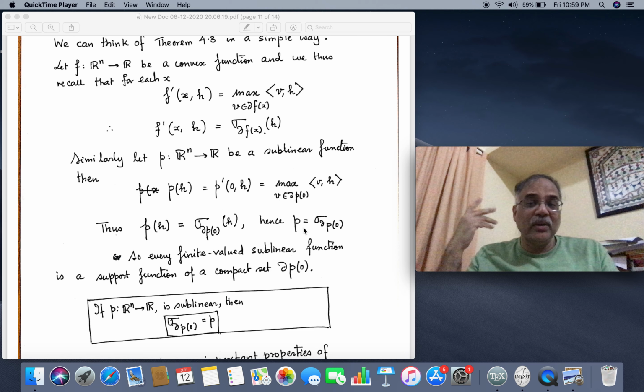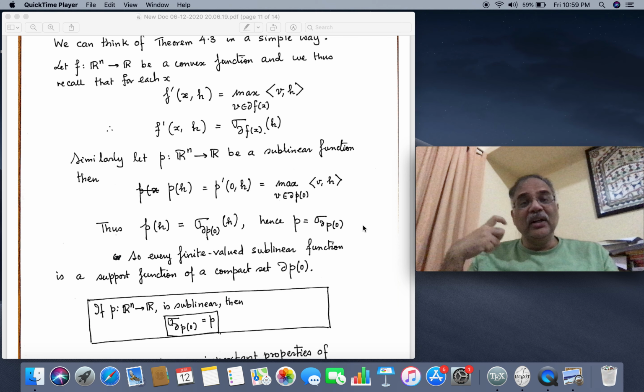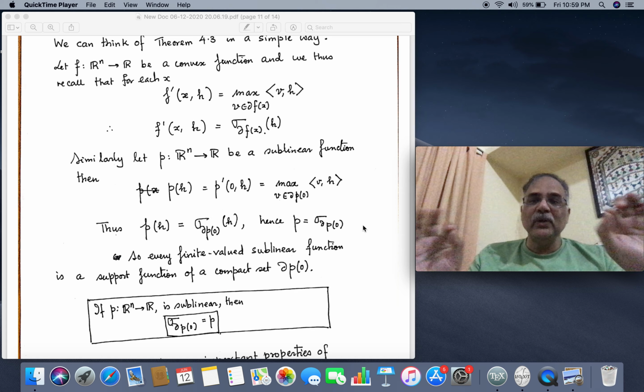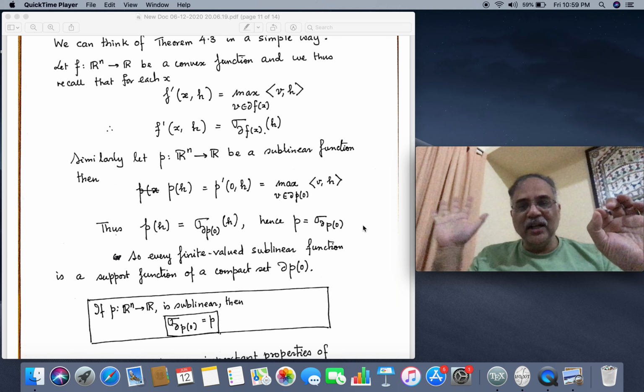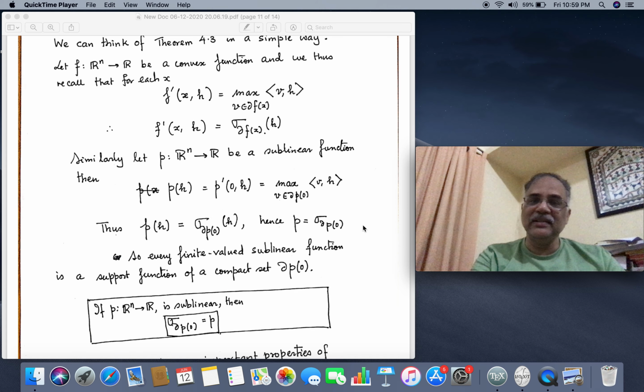That is why we didn't bother about other points of the sublinear functional, the subdifferential at other points. We just bothered about del P0 because this is the role del P0 is playing. It is telling you, give me any sublinear functional, del P0 is the set. For any finite sublinear functional, del P0, the subdifferential of P at 0, is the compact set C whose support function is P. That is, there is a one-to-one correspondence between a finite valued sublinear function and a convex compact set. And here is this link.